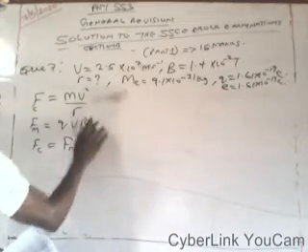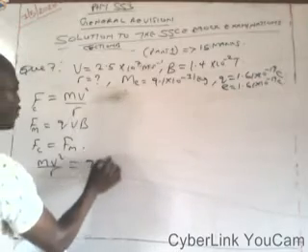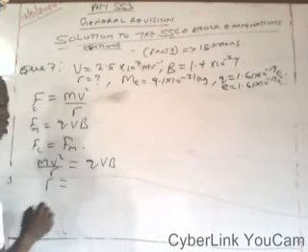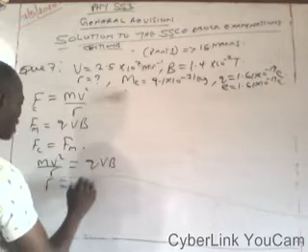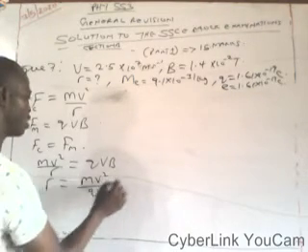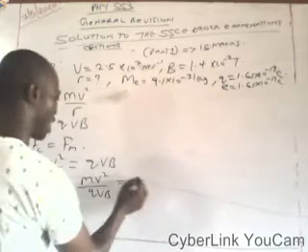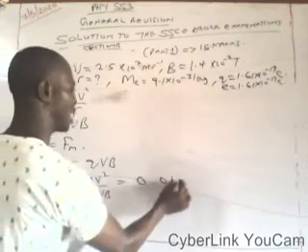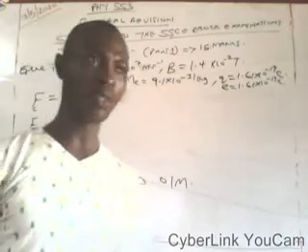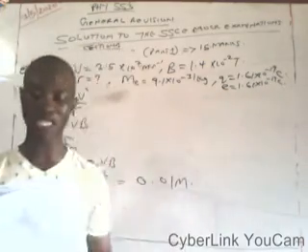Now these two forces must be equal, that is Fc equals Fm. So I equate them: mv squared over r equals QvB. Making r the subject, r is going to be mv over QB. Substituting for all these parameters, we have r equal to 0.01 meter.